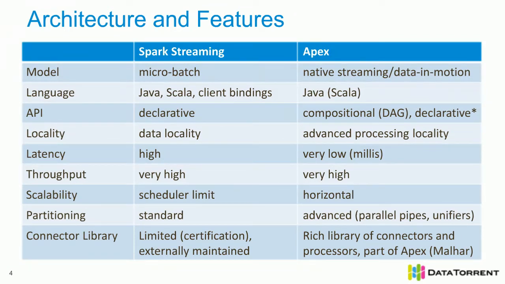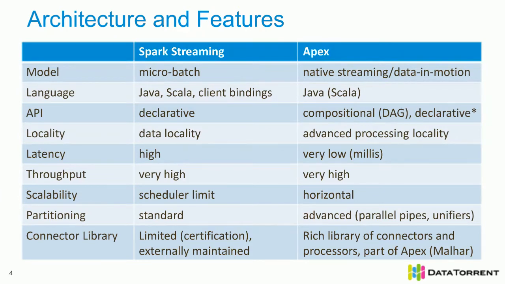The API, how do we specify applications? In Spark Streaming, it's declarative. So you have a fixed set of transformations that you can use to build an application. For example, these primitives are map and reduce or count and so on.